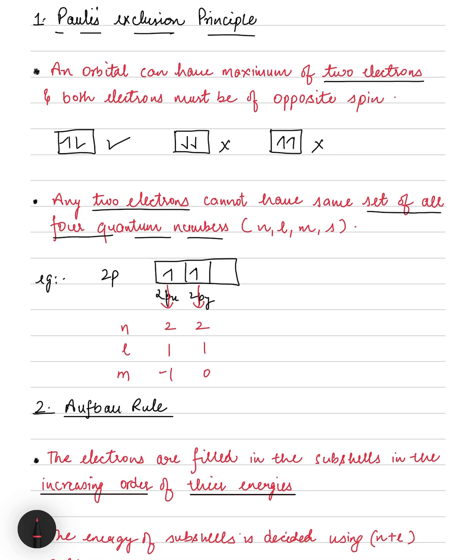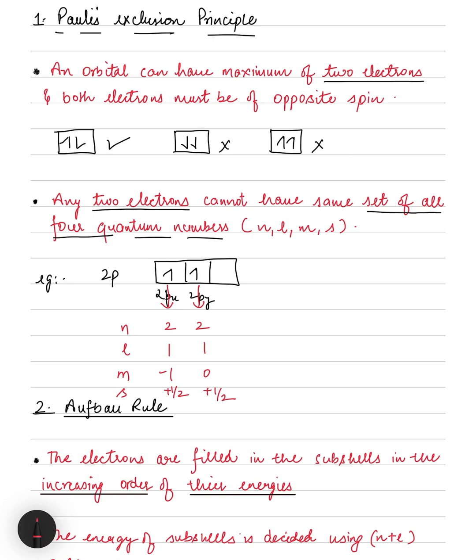Also, if you talk about the spin of these electrons, both the electrons have the same spin, plus 1 by 2 and plus 1 by 2. So you see here that n, l and s have the same values, but the value of m is different for these 2 electrons. This is how we justify the statement that any 2 electrons cannot have the same set of all the 4 quantum numbers. So all the 4 quantum numbers will not be the same for any 2 electrons.